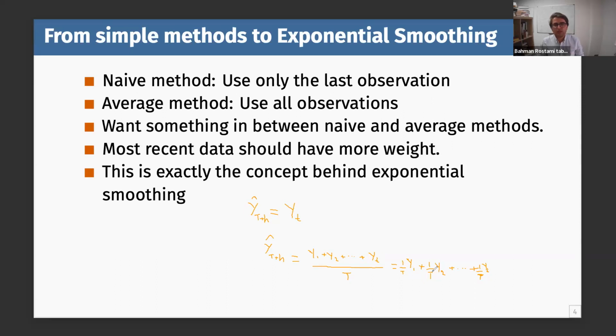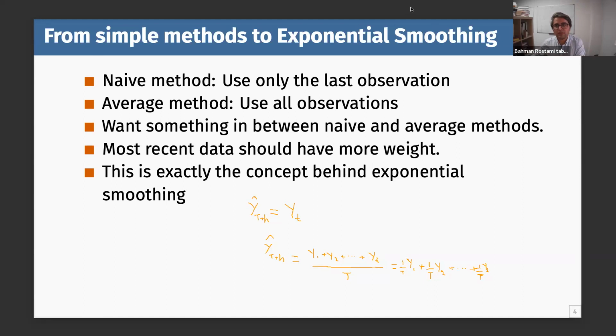But sometimes you may want something between these two, which actually makes sense. You say, well, I can define a sort of weighting mechanism that gives higher weight to more recent observations, and this weight can decrease as we go to the past. So older observations will have less weight, and recent observations have higher weights. And this is exactly the concept behind exponential smoothing models.